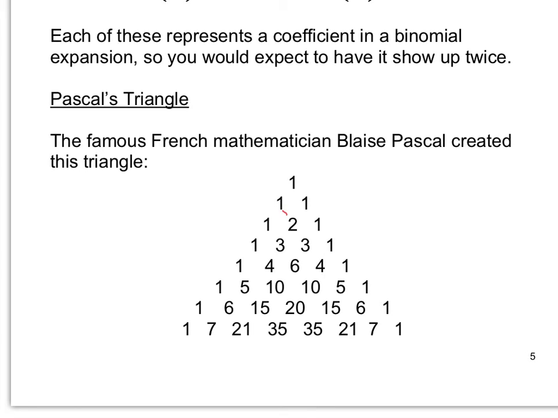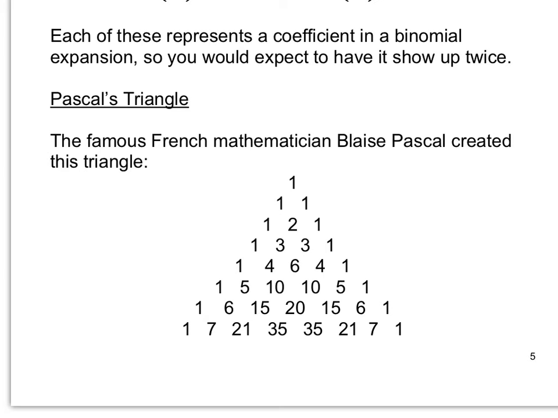So 1 plus 1 is 2. 1 plus 2, 2 plus 1. That's where the 3 comes. And the next one, we start with a 1, then we add, we add, we add, and we end with a 1. Next row, I start with a 1, and then I add the 1 and the 4 to get 5, the 4 and the 6 to get 10, the 6 and the 4 to get 10, and the 4 and the 1 to get 5, and so forth. So let me just get that out of there because we might need to refer back to that later.